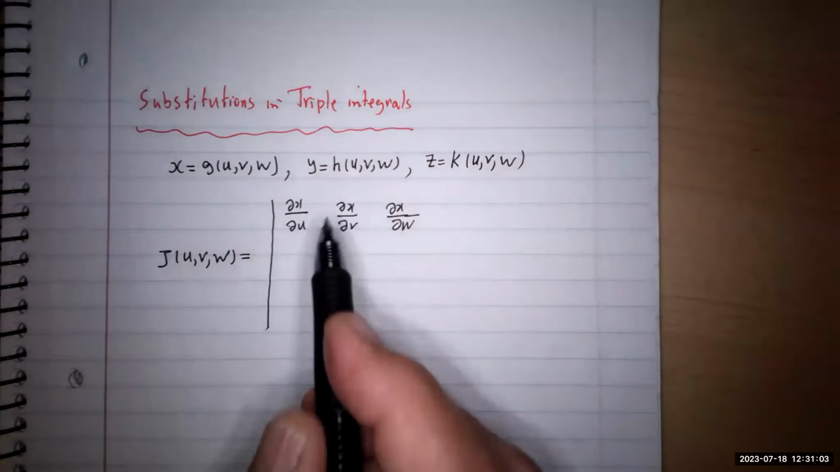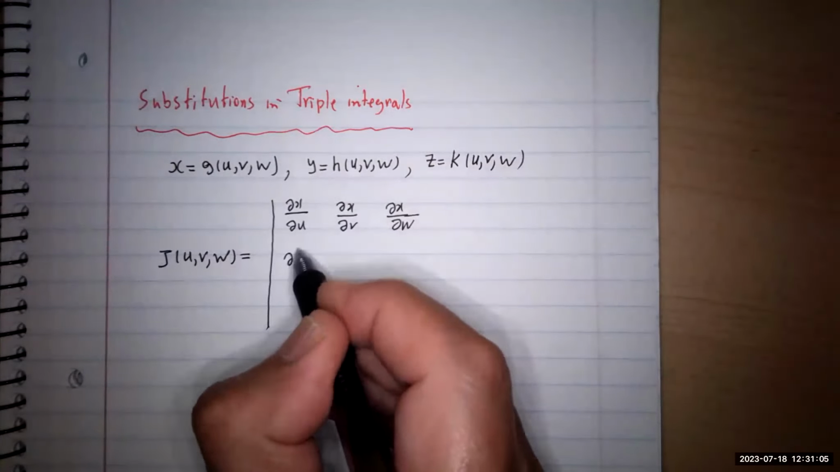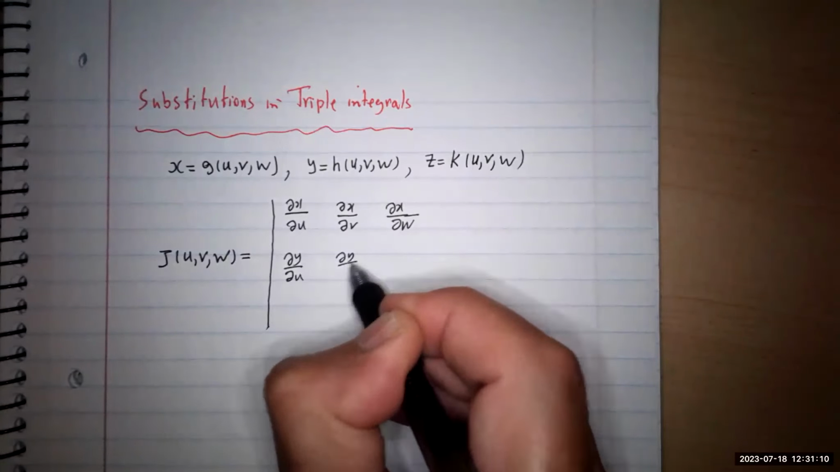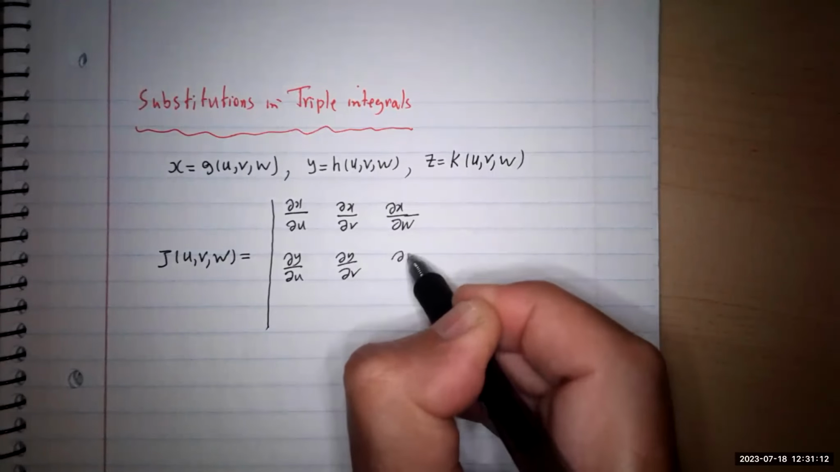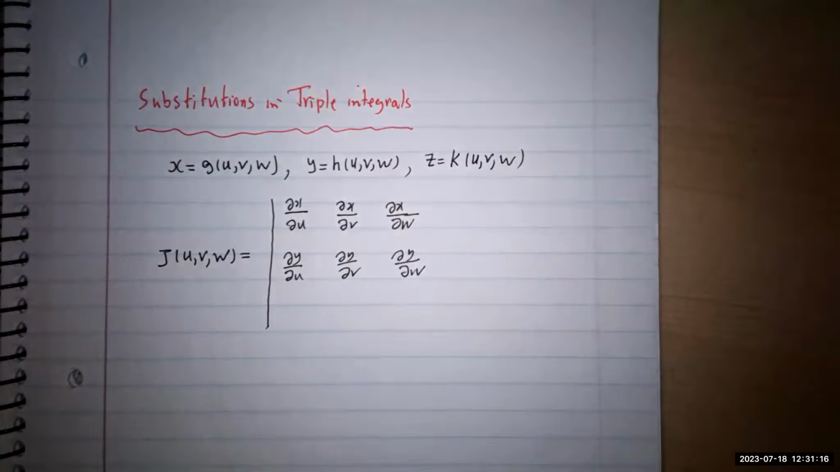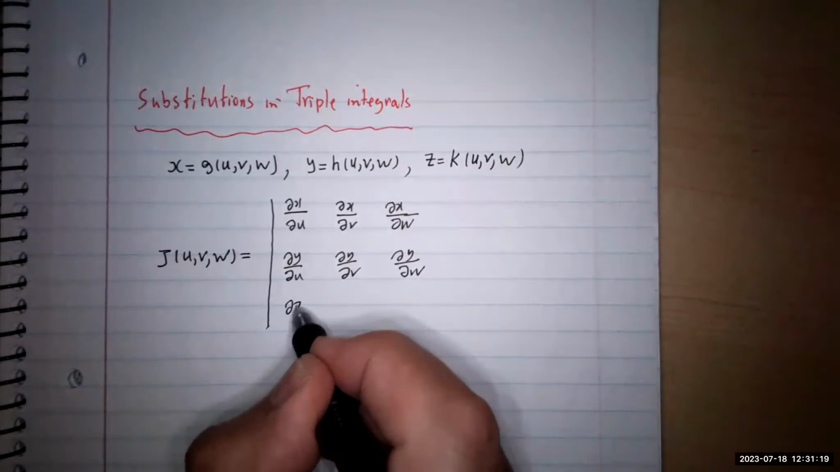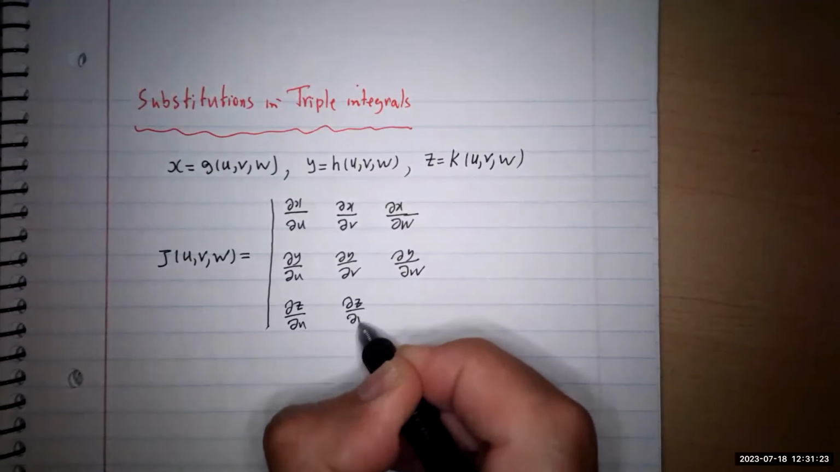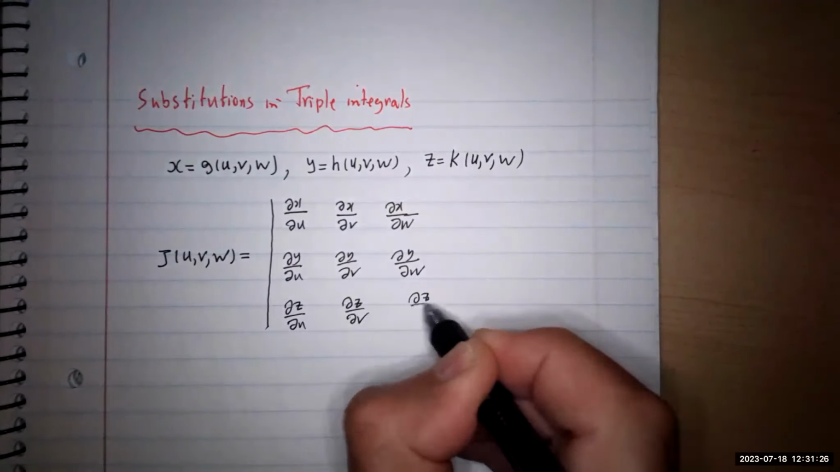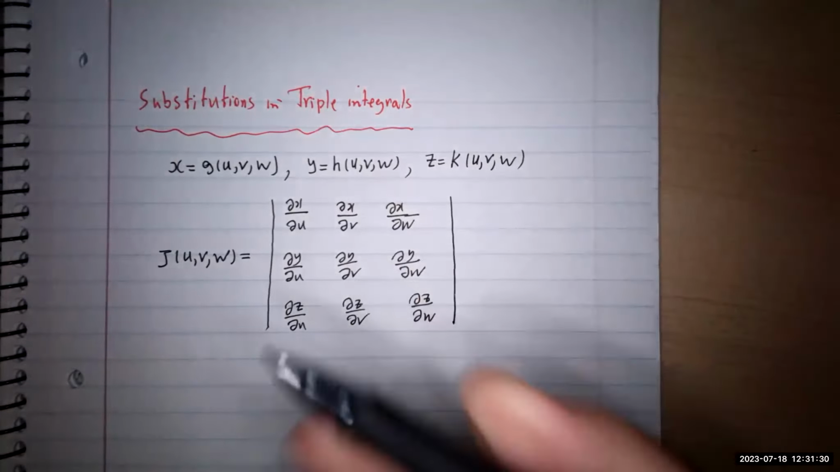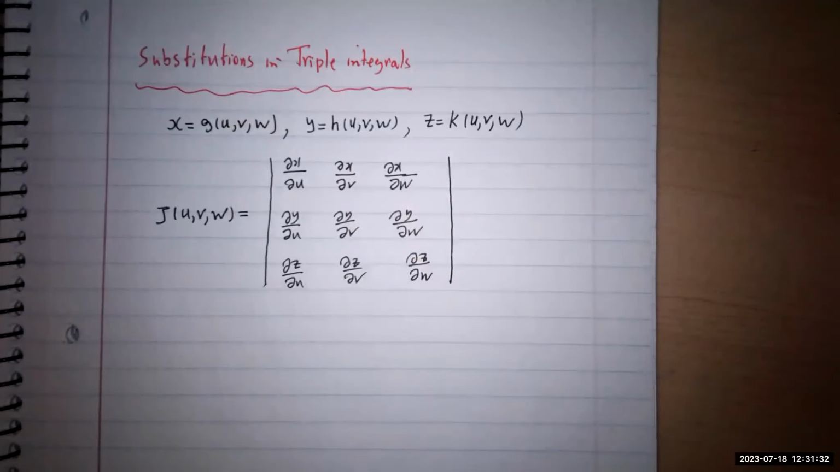Then the second one would be the y. So it's going to be round y, round u, round y, round v, round y, round w. And the last one, of course, is going to be round z, round u, round z, round v, and round z, round w. See, that's the Jacobian. So it doesn't matter how many variables you have, you can do this all the time.